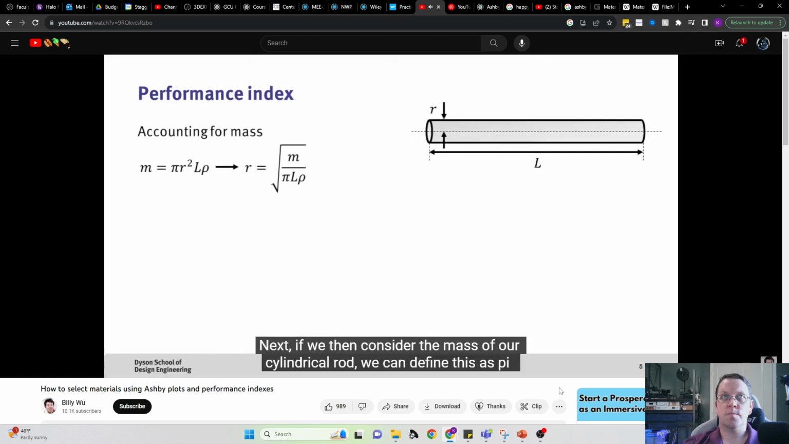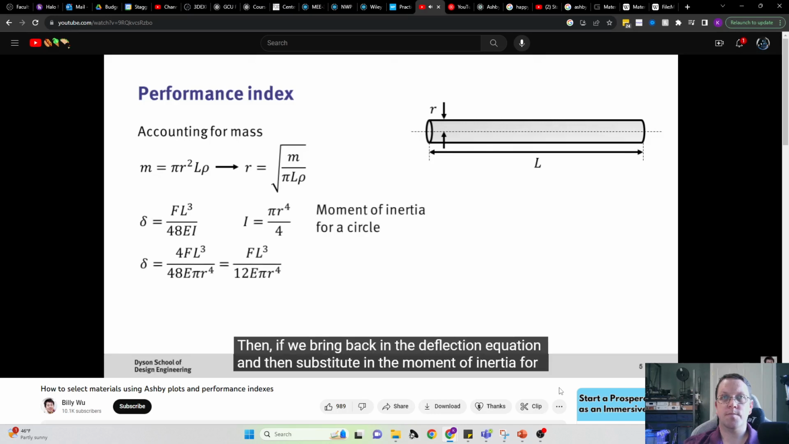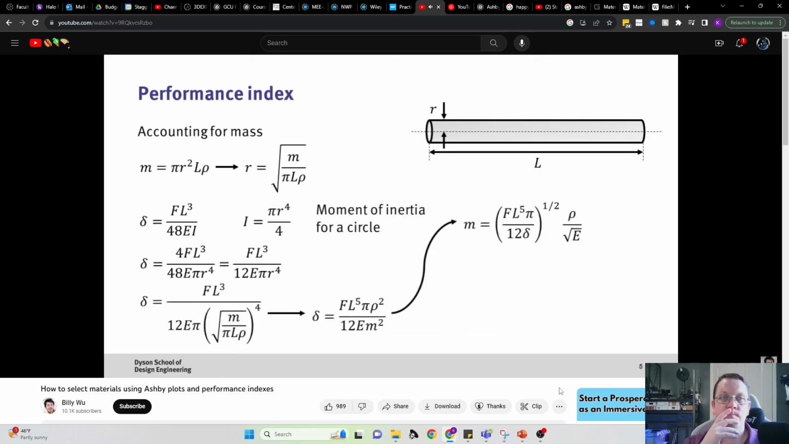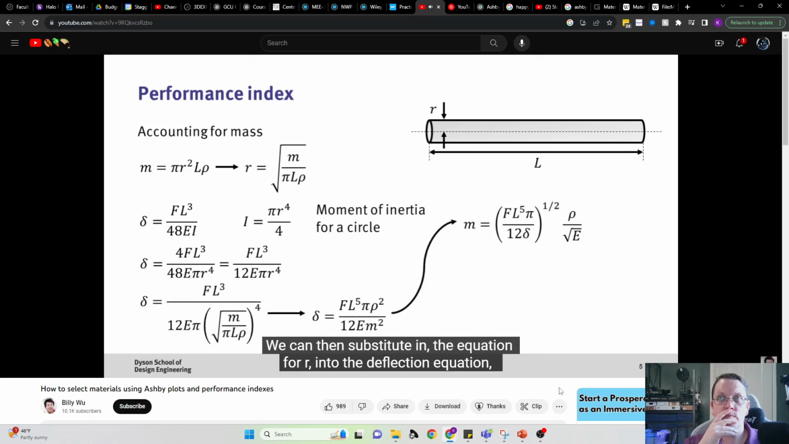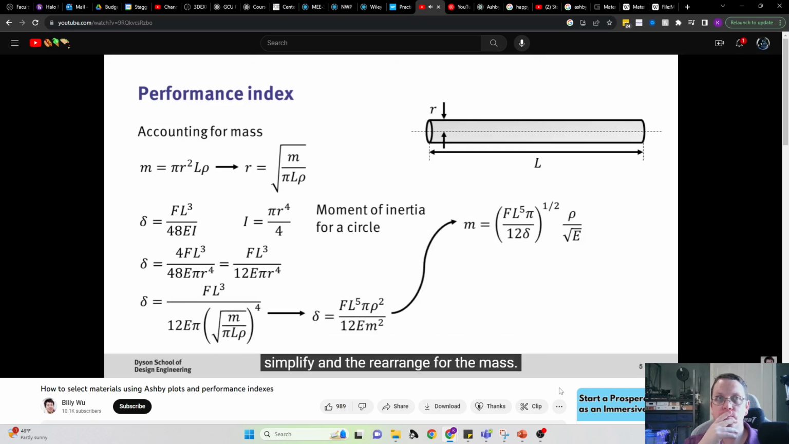Next, if we consider the mass of our cylindrical rod, we can define this as pi r squared, which is the area, times the length to give the volume, times the density ρ to give the mass. We can then rearrange this equation to make r the subject. Then, if we bring back in the deflection equation and substitute in the moment of inertia for a circle, which is given as pi r to the 4 over 4, we come to a combined form of the equation. We can then substitute in the equation for r into the deflection equation, simplify, and then rearrange for the mass.